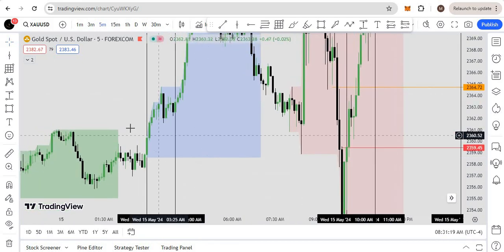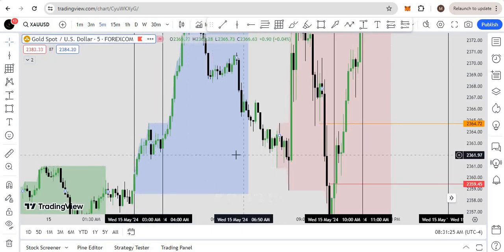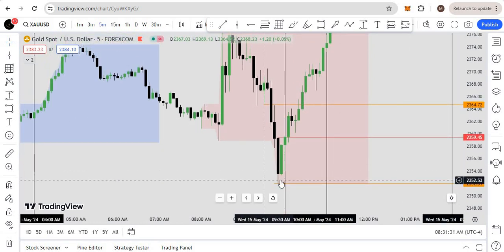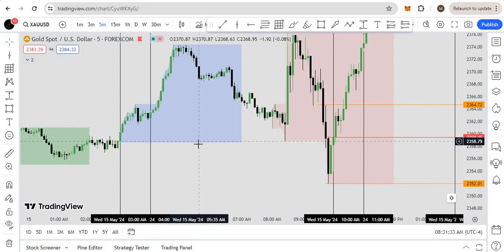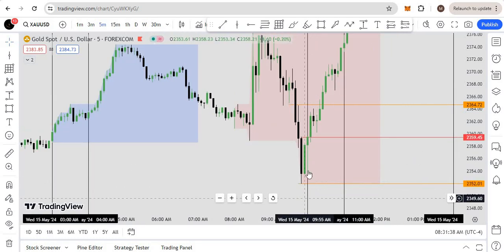Here we also have a fair value gap. Price came, reacted, and gave us the reaction, right? Then we have the New York session starting here. If you see here what price did: price took the previous day liquidity and aggressively moved to the upside and gave us a fair value gap.